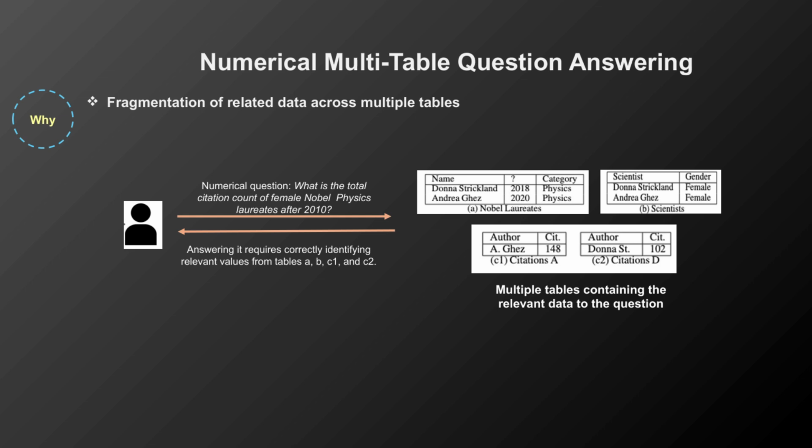The core issue is data fragmentation. In many real-world scenarios, the information needed to answer a single question isn't conveniently stored in a single table. For instance, if we ask for the total citation count of female Nobel Physics laureates after 2010, we can't just look at one table. We actually need to cross-reference personal details, award categories, and citation metrics spread across multiple tables, such as these tables A and B and C1 and C2 here.